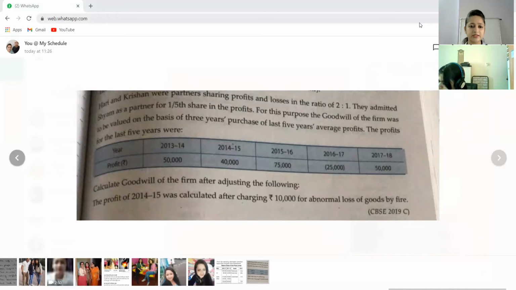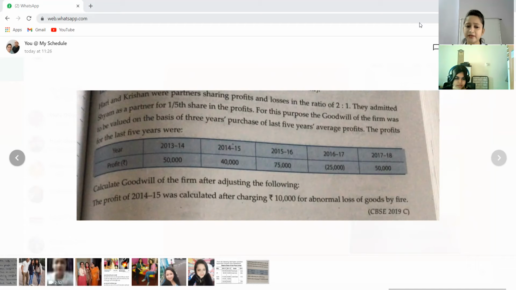Okay, so the sum is Hari and Kishan were partners sharing profit and losses in the ratio of 2:1. There are two partners, Hari and Kishan. They are sharing profit and losses in the ratio of 2:1. They admitted Shyam as a partner for 1/5 share in the profit. For this purpose, the goodwill of the firm is to be valued on the basis of 3 years purchase of last 5 years average profit. So we got the name of the method. It is average profit method.